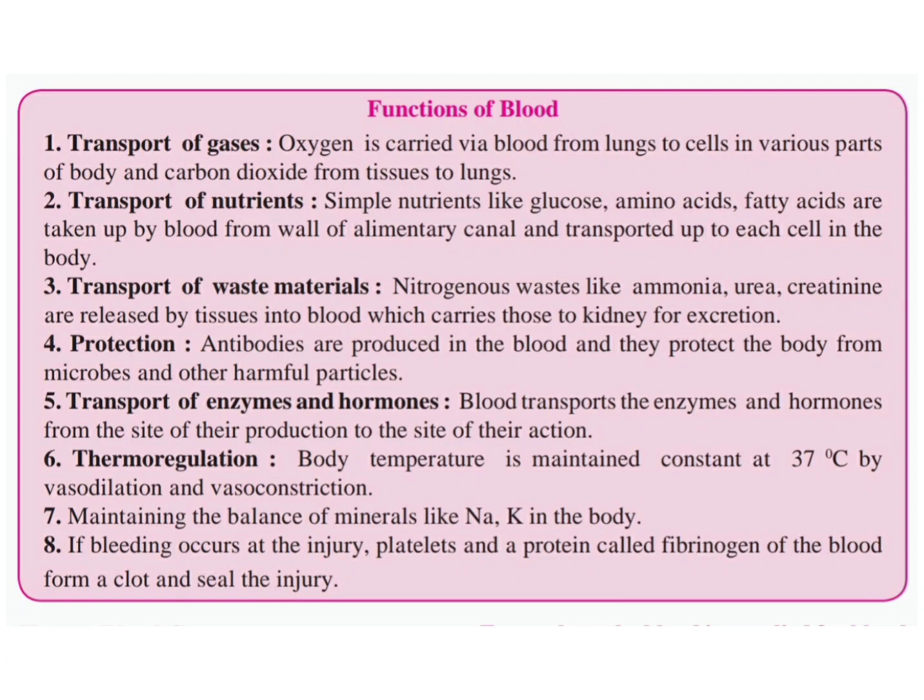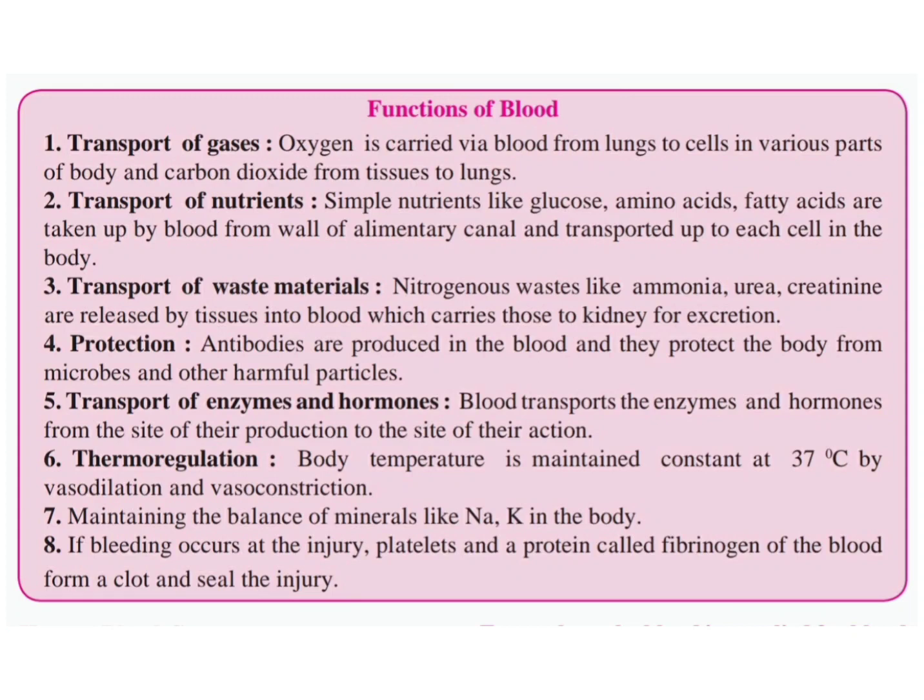Antibodies are produced in the blood and they are protecting the body from microbes or other harmful particles which can attack the human body. Fifth, transport of enzymes and hormones. Blood also helps in the transportation of enzymes and the hormones from the site of their production to the site of their action. That is, the blood transports the enzymes and the hormones from the organs which produce them to wherever it is required to be sent.